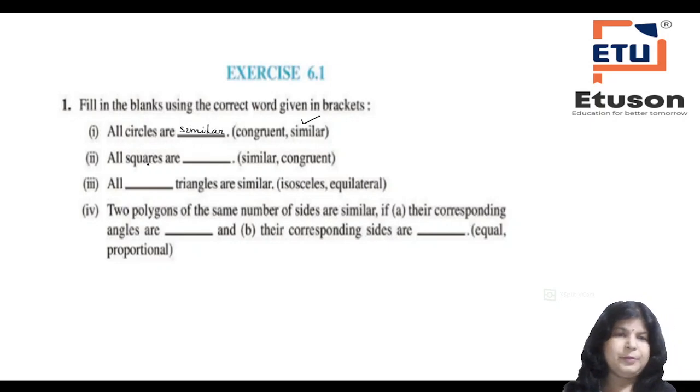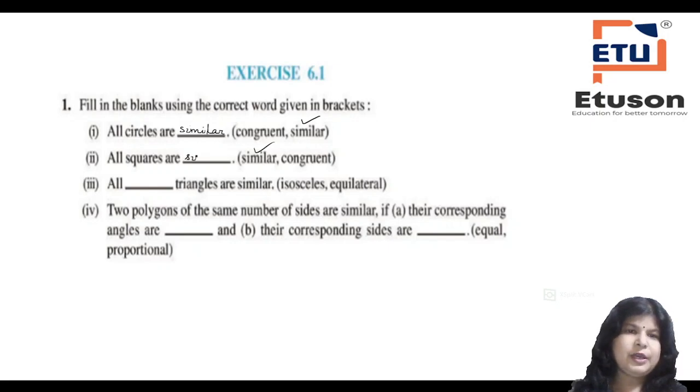Now the second one, all squares are similar or congruent. Definitely all squares are similar, right? All squares may not be congruent because the side may vary, right? But they are all similar. All dash triangles are similar, isosceles or equilateral. So in an equilateral triangle, all the sides are equal. So you can consider all equilateral triangles are similar.